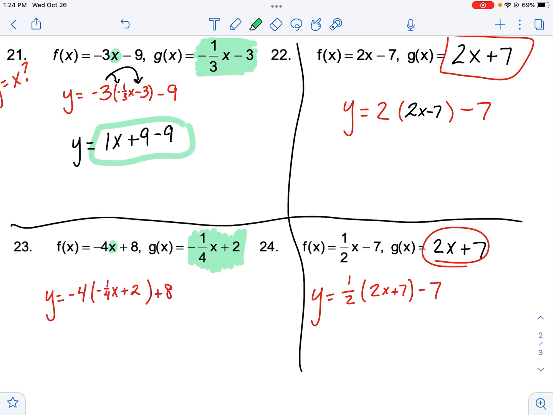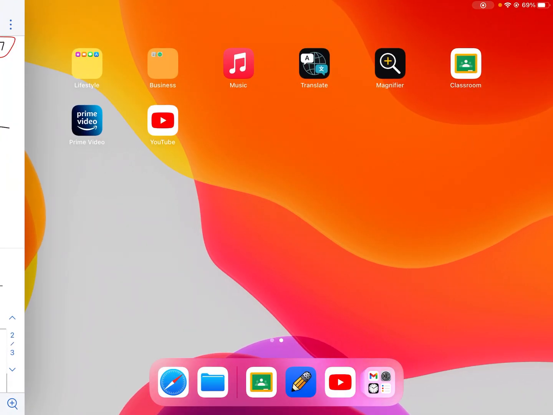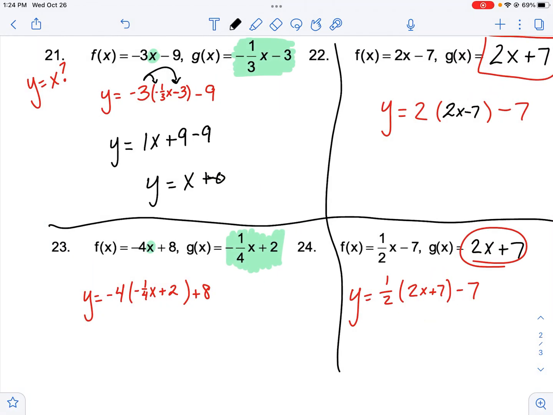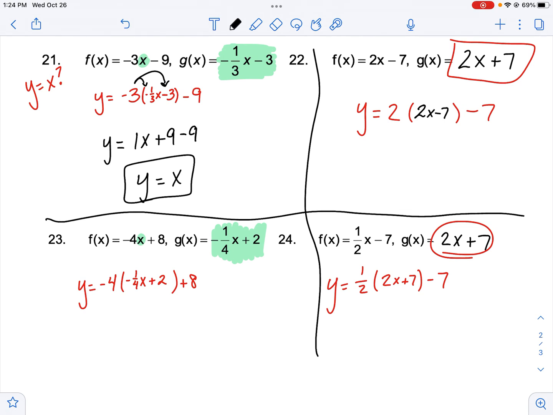And I'm going to simplify what I can here. So what here could I combine? I can combine my positive 9 and negative 9. That's just 9 minus 9, which is 0. So you get y equals x plus 0, which is the same thing as just y equals x. And if you get that, you know that you have inverses. Inverses will always reduce to just y equals x. Let's try a second one here.